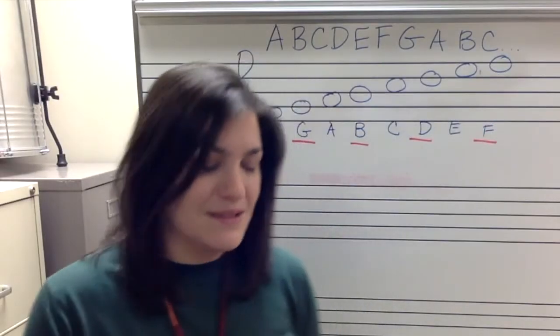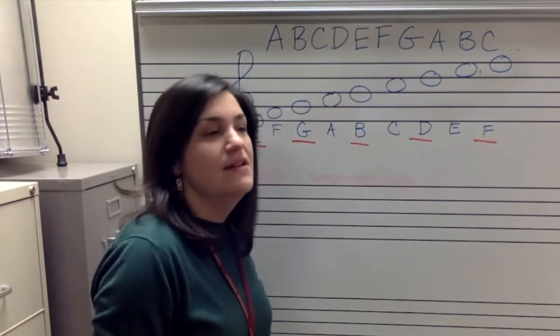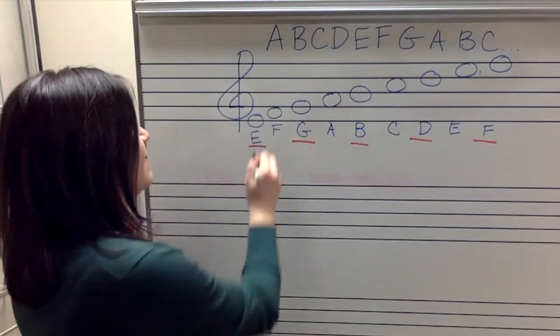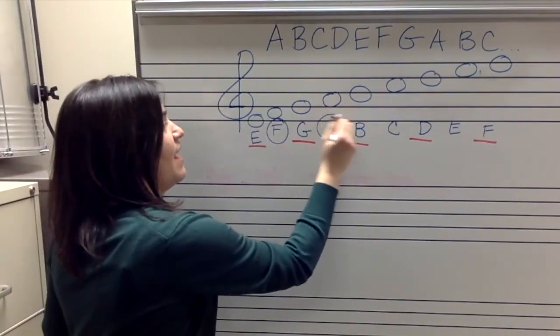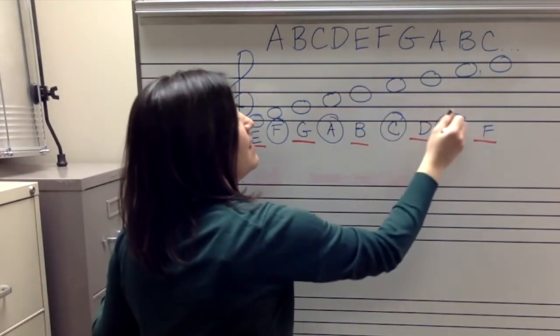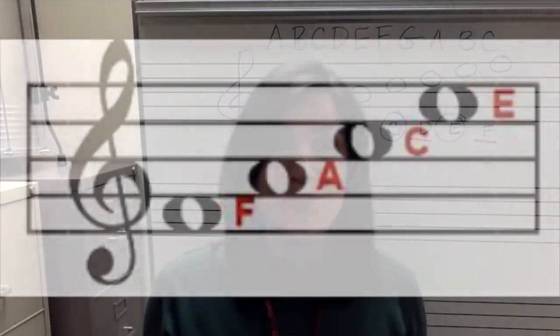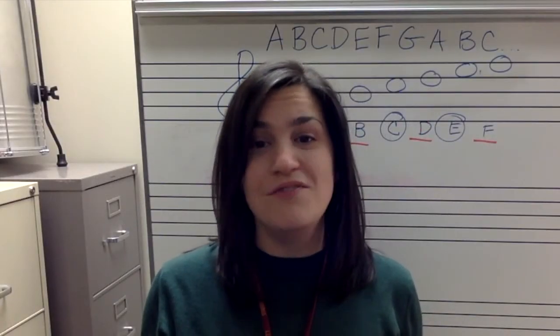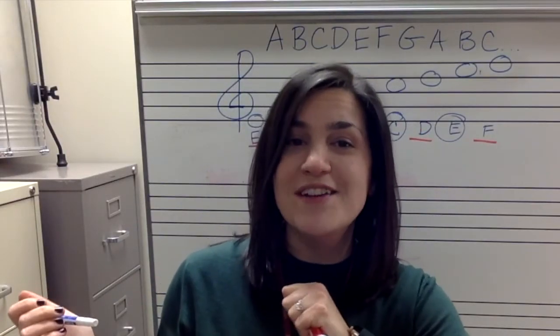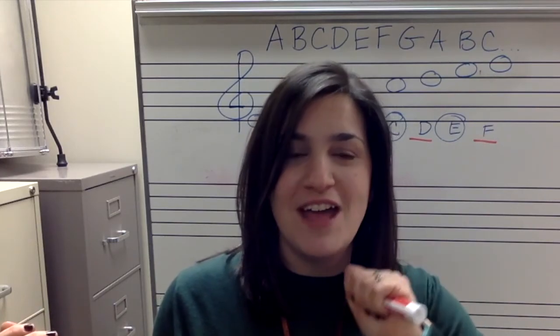The spaces spell out something different. The spaces spell out F, A, C, E. That's the word face. F-A-C-E, face. Now that you know what these notes are on the staff and how to find them, you can practice reading some of them and figuring out their letter names.